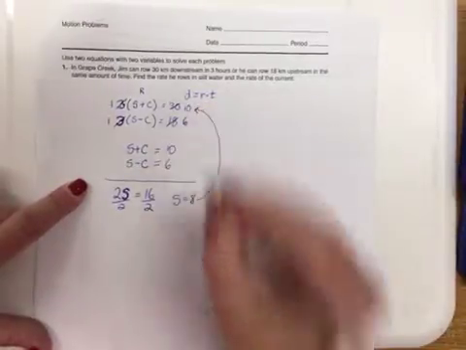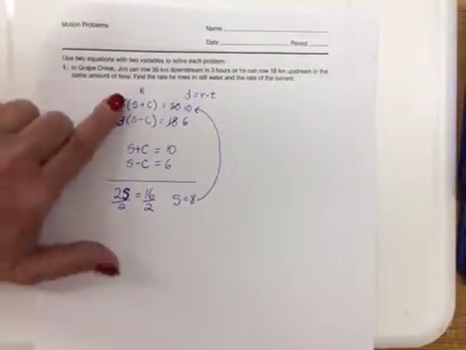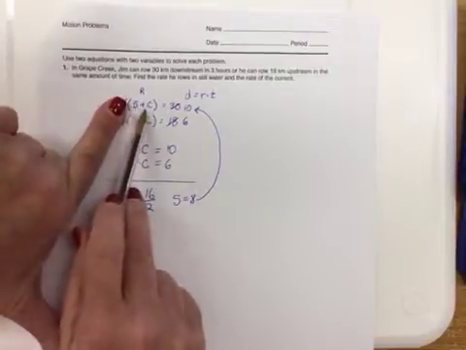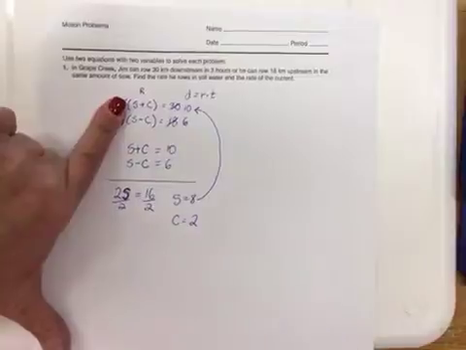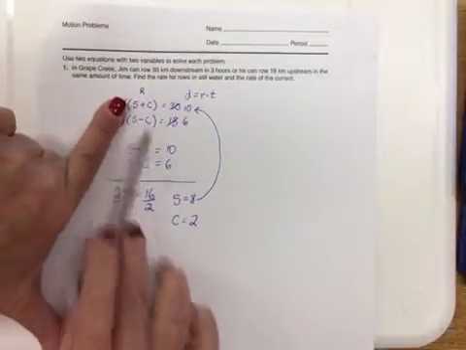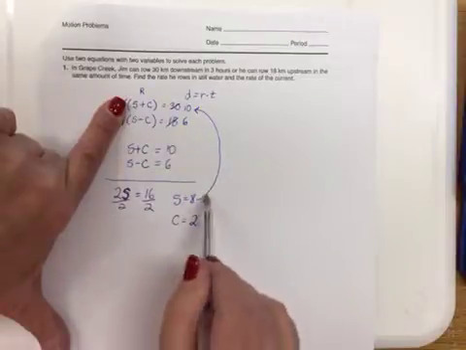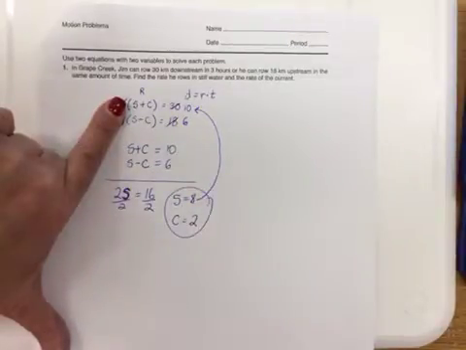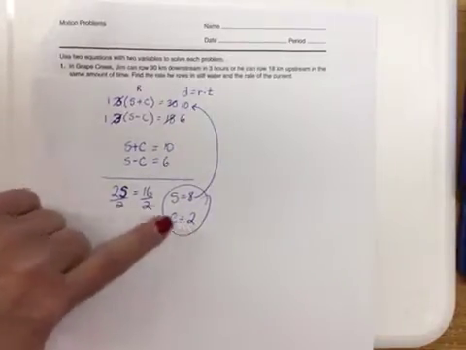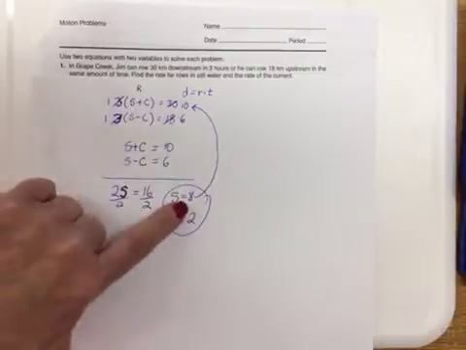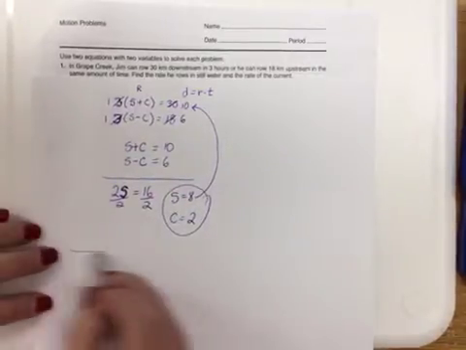It is then very easy to put this back into the equation and say 8 plus what equals 10? It must be 2. And I'm just going to double check it because I'm a nerd. 8 minus 2 does equal 6. So the current at which the river is running is 2, and the speed at which they are rowing in still water is 8. Now let's go to an airplane problem.